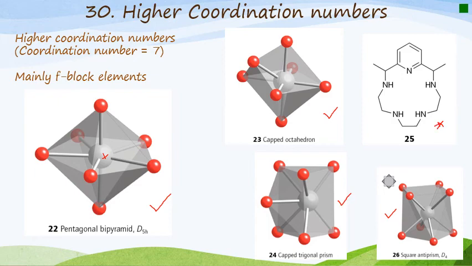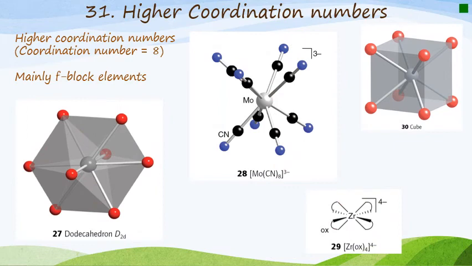And then lastly, you will have coordination number 8, again also applying to F block elements, where you get the dodecahedron, and it looks something like this. In this diagram here also you get a cube.